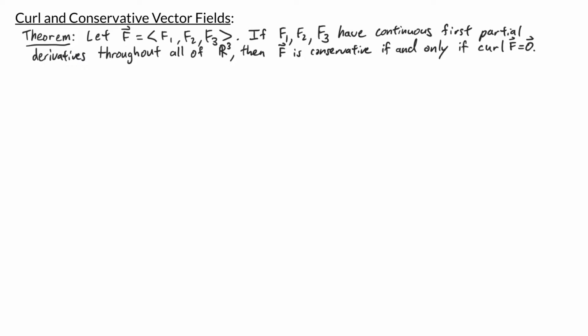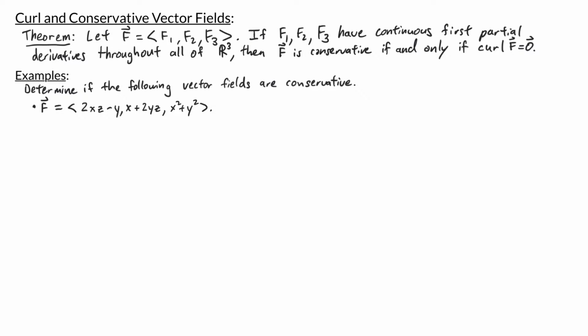So we have the following theorem. Let F be the vector field with components f1, f2, and f3. If each of those components have continuous first partial derivatives throughout all of R3, then the vector field F is conservative if and only if the curl of F is the zero vector. Now, we won't be proving this theorem, but let's look at some examples to see how it's used. So we want to determine if the following vector fields are conservative.